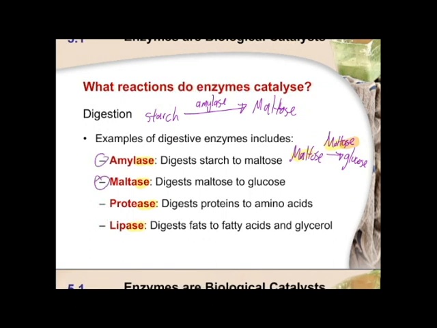Protease helps to digest proteins. And finally, lipase helps to digest fats. Of course, protease is a very generic name. There can be multiple enzymes with specific names that fall under protease. But these are some of the few examples that you will need to know.